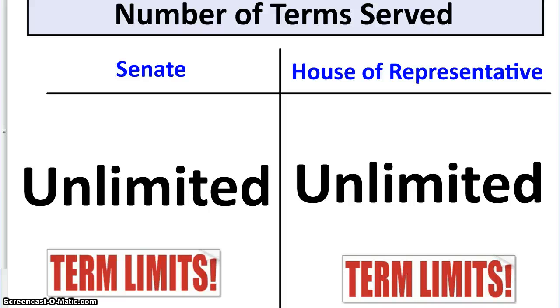Now, in both the House and the Senate, you can serve an unlimited number of terms. That means if you keep winning elections, you can continue to run and win and keep your job forever and ever. Both the Senate and the House have unlimited terms, not like the president. The president can only win 2 terms and that's it. But in the House and the Senate, you can represent your whole life.